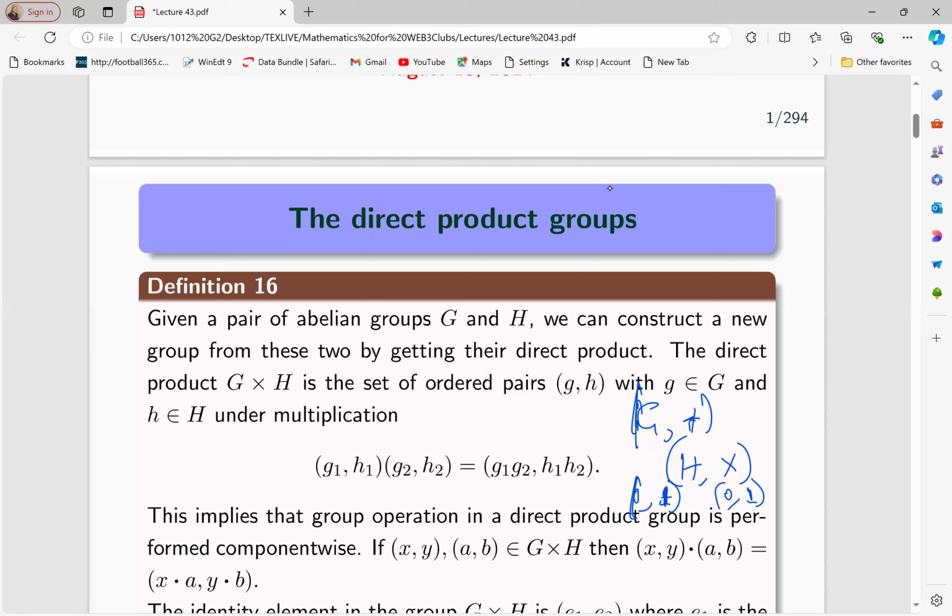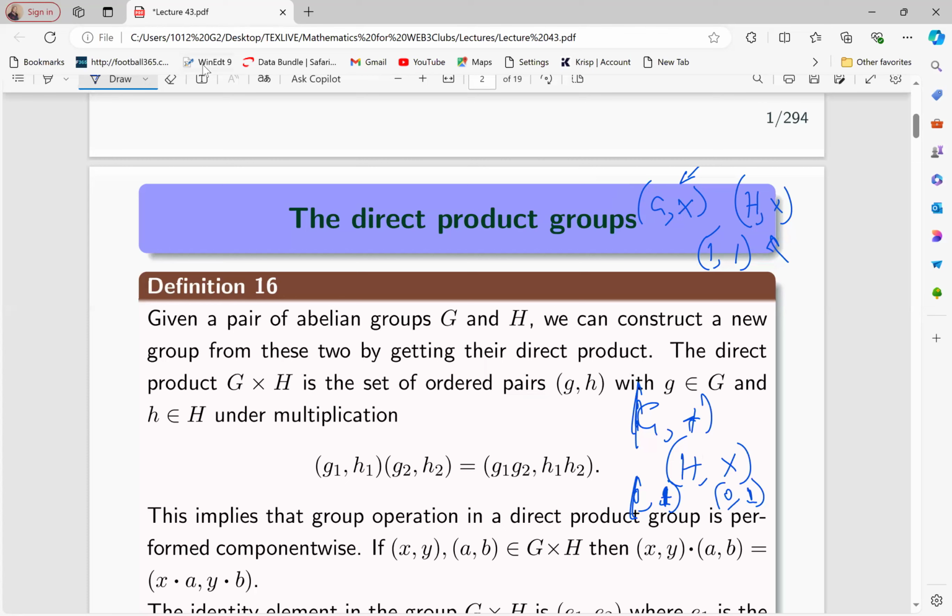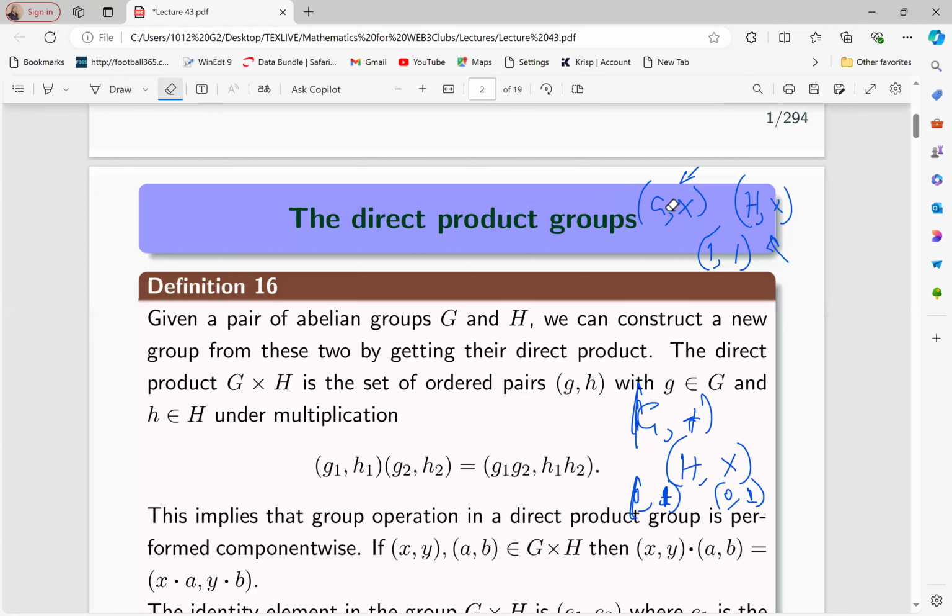And again, if G was a multiplicative group and H was another multiplicative group, then we expect the identity element to be (1, 1), where the first 1 is the identity element of the first group, and the second one is the identity element of the second group. So I hope as far as the issue of identity is concerned, that one we are clear. That's how the identity element of the direct product group will be obtained.